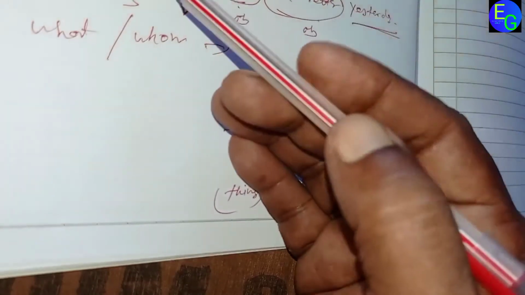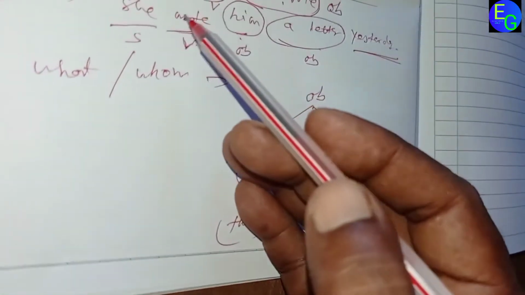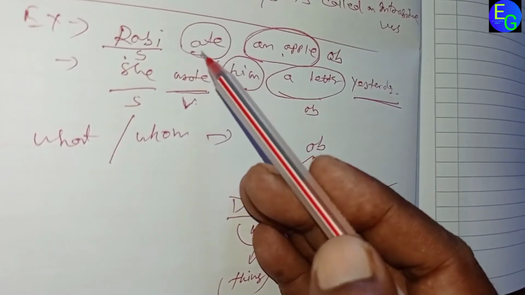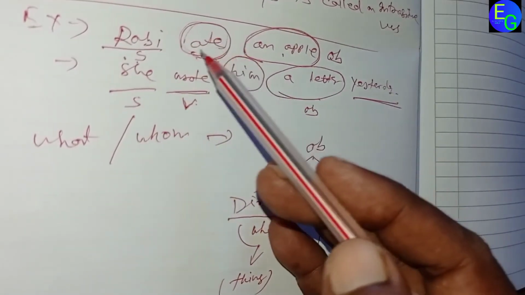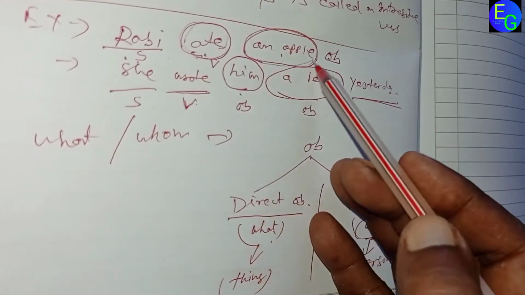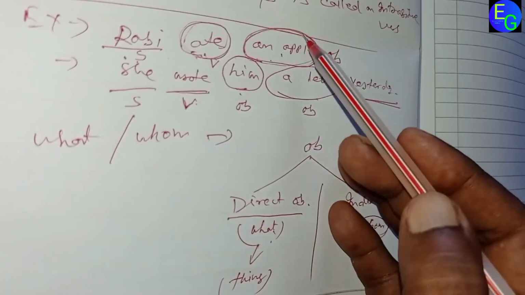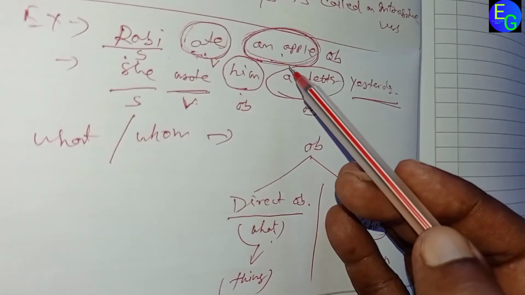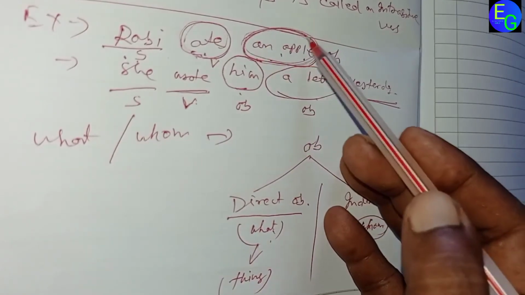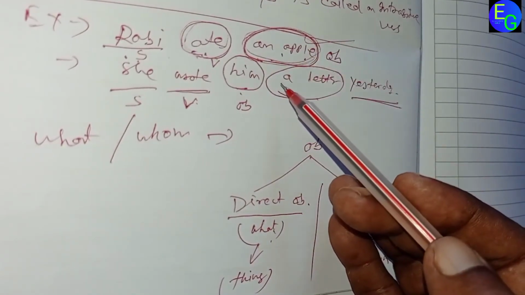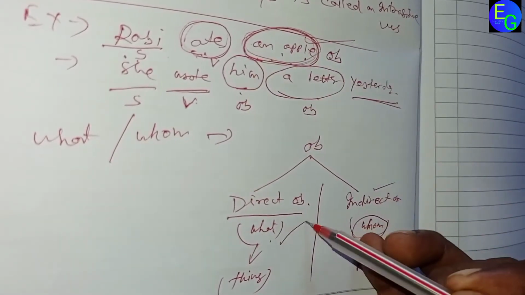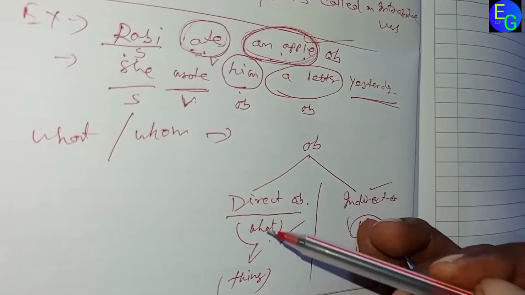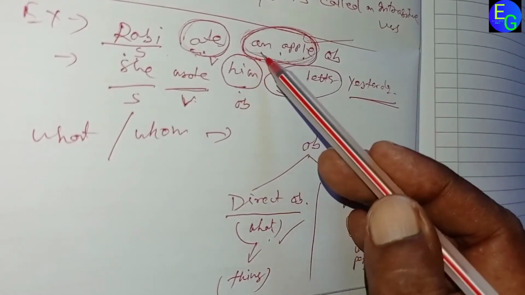So in our above example, you see Ravi ate. Ravi ate what? Put a question to this verb. Ravi ate what? The answer is an apple. So this is a thing. This total, an apple, is called an object. Here, as it is a thing, it is called a direct object. By putting the question what, we can get this answer.